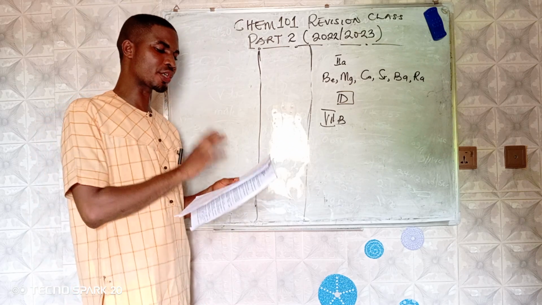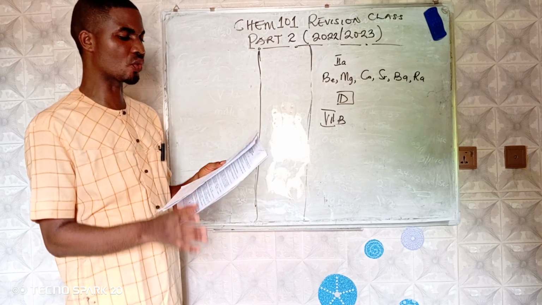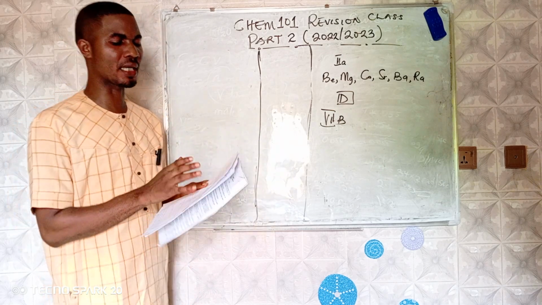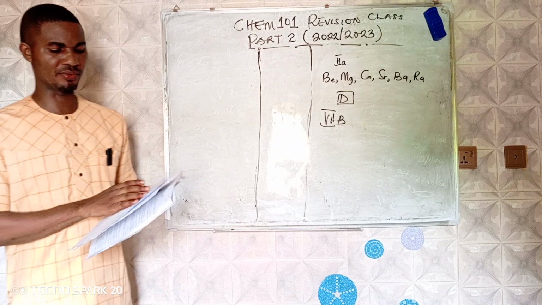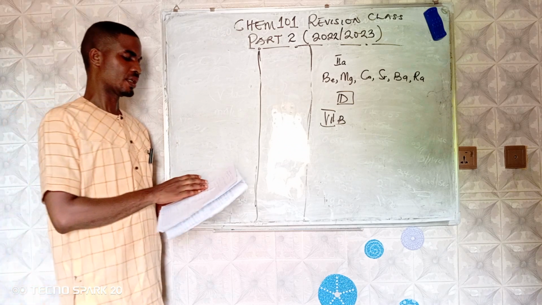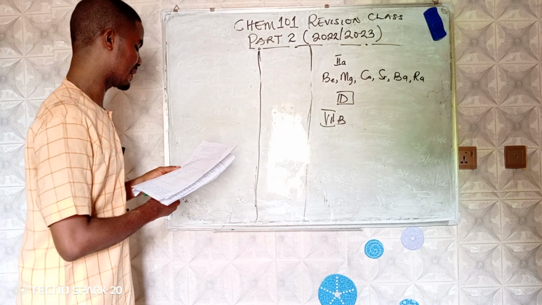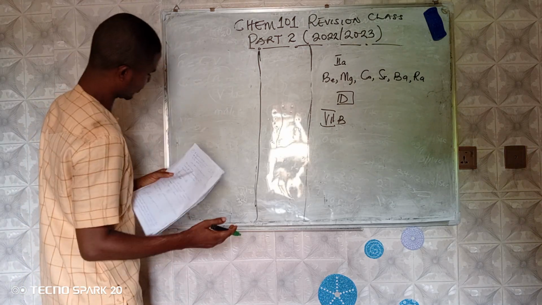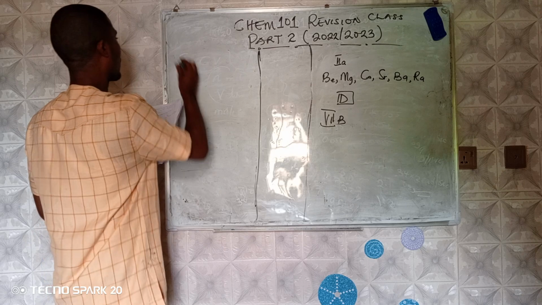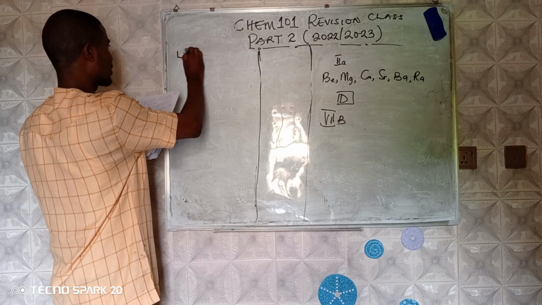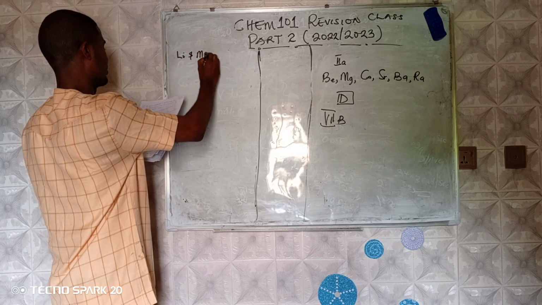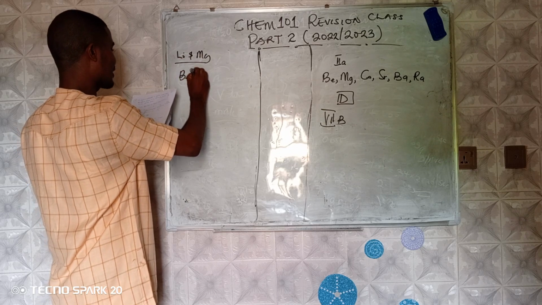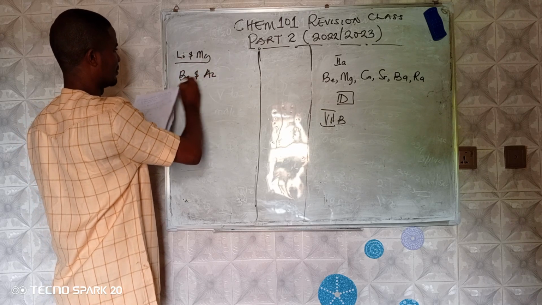A diagonal relationship is said to exist between adjacent elements in the second and third periods of the periodic table. Let's see the pairs. These are the pairs of elements that have a diagonal relationship with one another. We have lithium having a diagonal relationship with magnesium. We have beryllium having a diagonal relationship with aluminium.